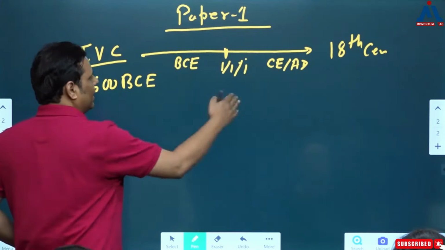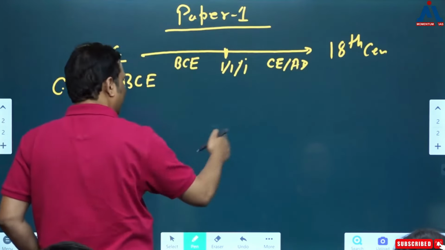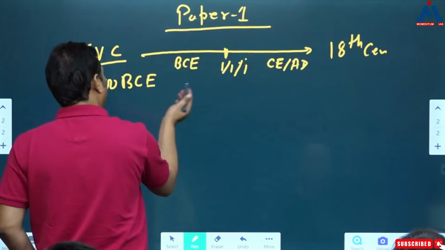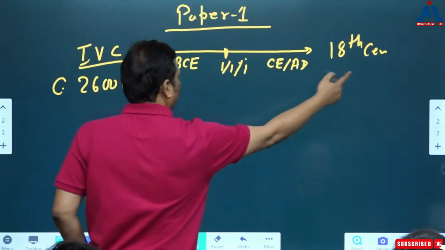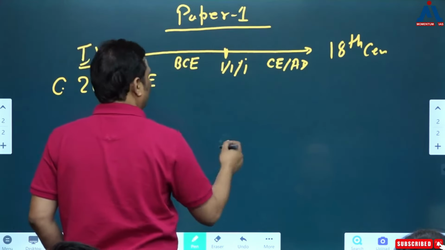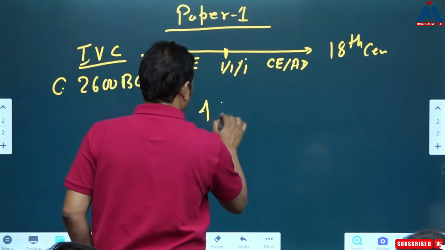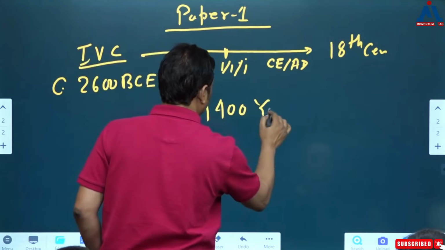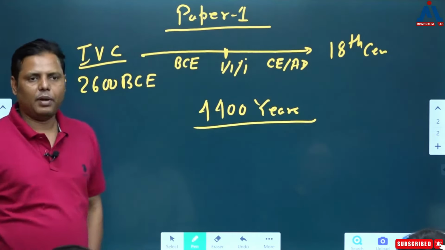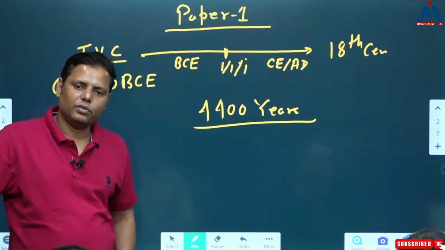If you see the time zone we have been covering here, how many years are here? 2600 years on the BC side, and then 1800 on this particular side. So how much does it total become? 4,400 years. Correct? In paper 1, you study the history of 4,400 years.